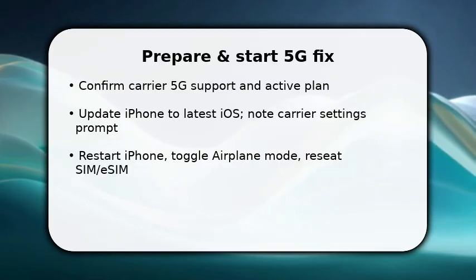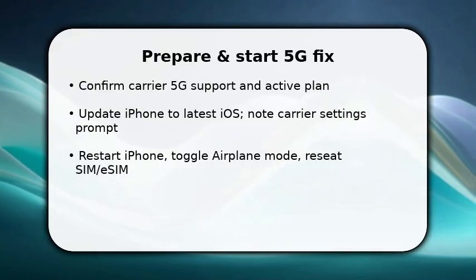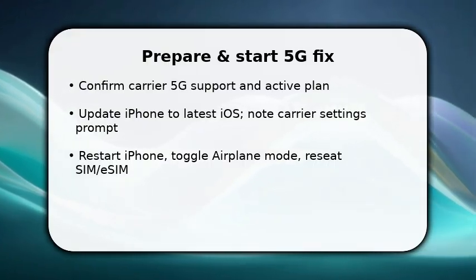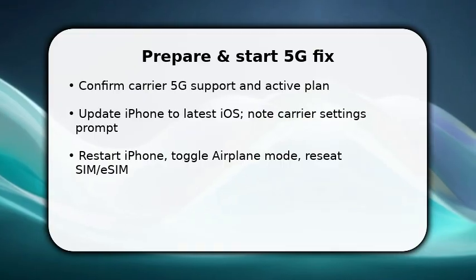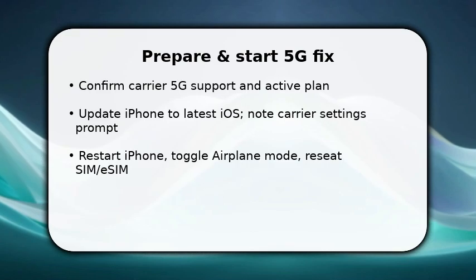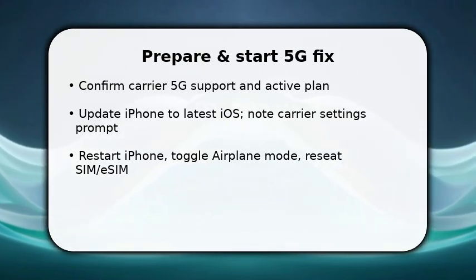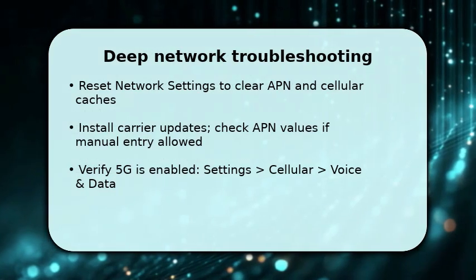Then restart the phone, toggle airplane mode on and off, and physically reset the SIM or re-download the eSIM profile to clear provisioning glitches. These steps address the most common provisioning and software mismatches that prevent 5G from registering with your iPhone 12. Next, perform a reset of network settings.